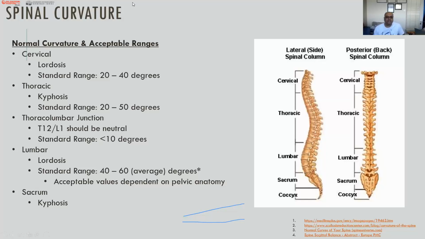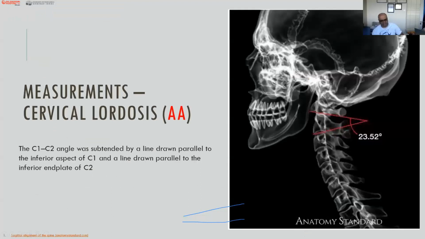Now, measurements of cervical lordosis. If you want to measure the cervical lordosis, you measure from the lower border of C1, which you can see here goes through the tip of the spinous process, and then you go on to the lower border of C2, and the angle subtended is the C1-C2 angle. It's called the atlantoaxial angle. Normally, it's about 25 degrees.